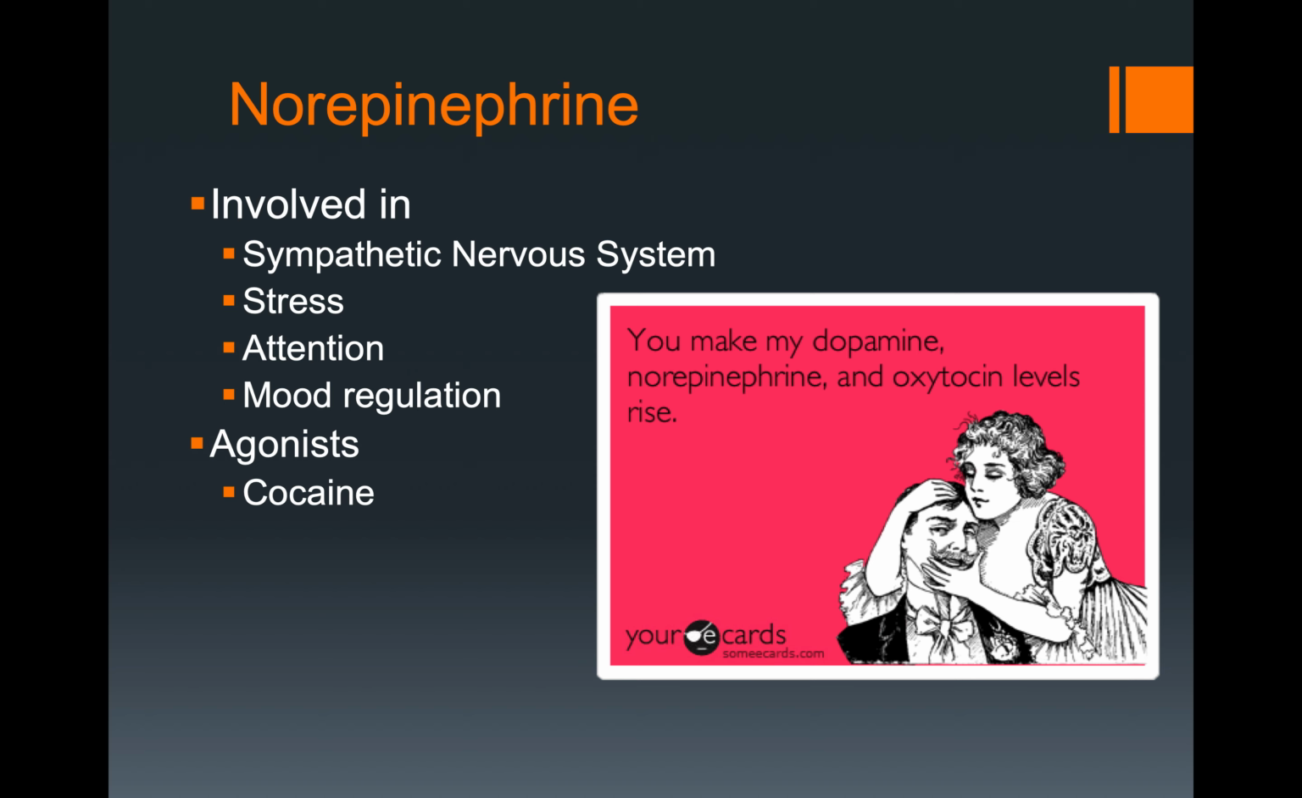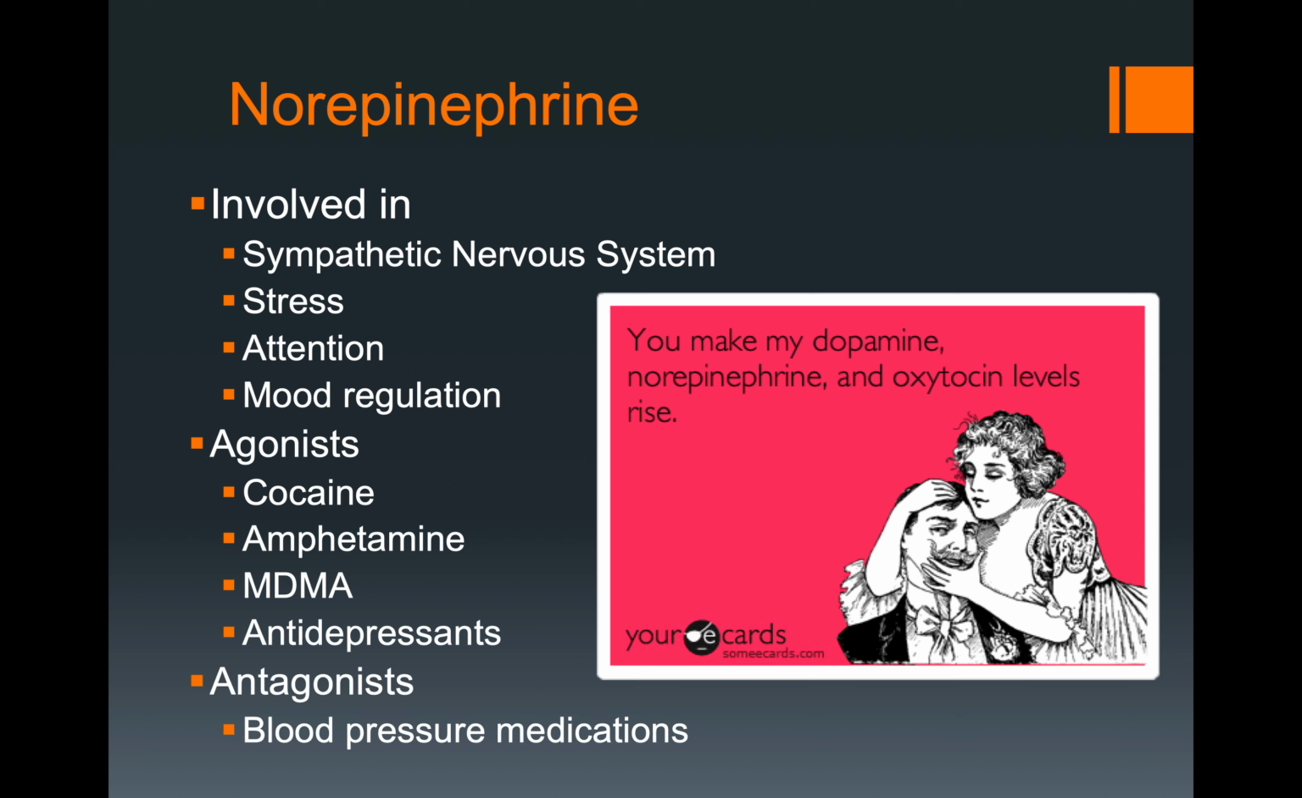And so you'll see that cocaine, for example, stimulates the sympathetic nervous system. Amphetamines, including some medications to treat ADHD, although they have a large impact on dopamine as well. MDMA, or ecstasy, is a norepinephrine agonist, and some antidepressants are also norepinephrine agonists. Blood pressure medications to decrease blood pressure are usually norepinephrine antagonists.